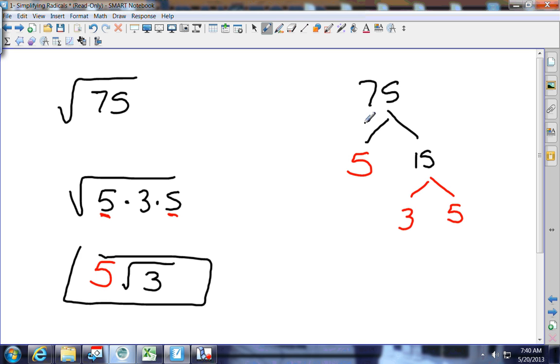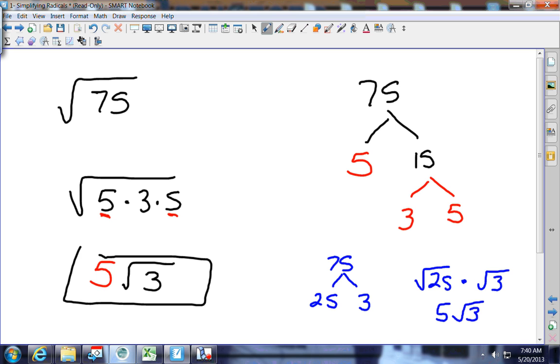Now, one of the ways they could have done this, how they were showing like that perfect square thing. 75 breaks up into 25 and 3, right? Well, that's the square root of 25 times the square root of 3. What's the square root of 25? 5. So that's another way. If you can see the perfect squares in it, you can do it this way as well. If that works, if there are perfect squares in there.